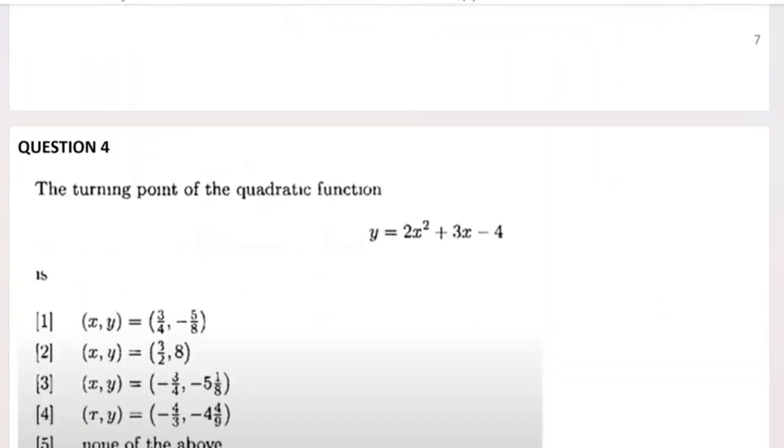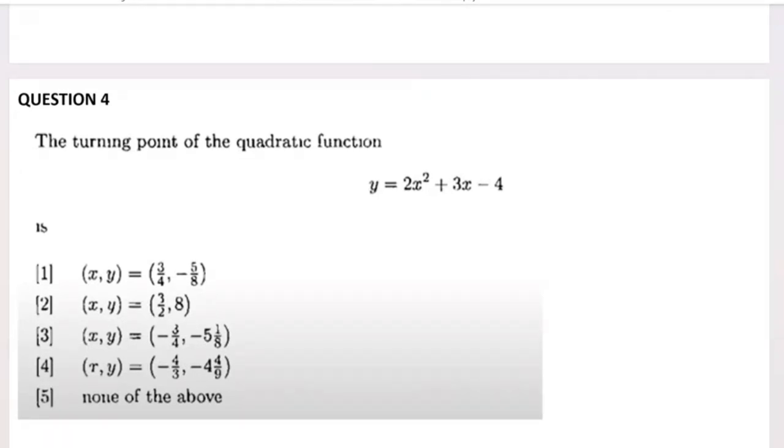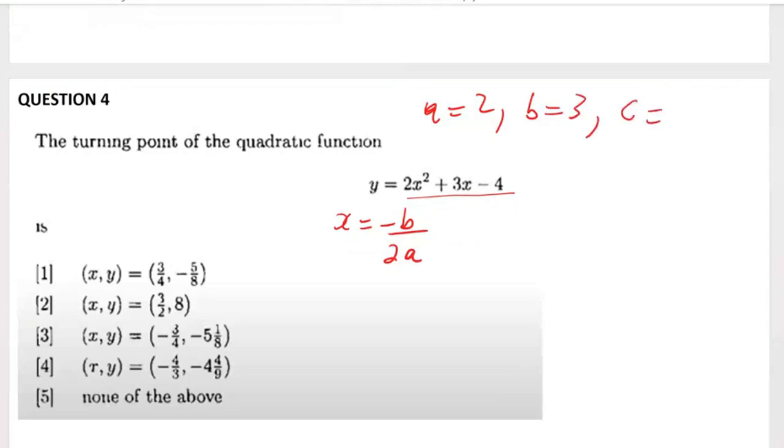Okay, here's another one. We need to find the turning point here. Remember, for us to find a turning point, we first look for the axis of symmetry, and for the axis of symmetry you've got x is equal to minus b over 2a. You know that your a is equal to 2, your b is equal to 3, your c is equal to -4. So you can just substitute here. Your x is -3 over 2 multiplied by 2, which is going to be equal to -3 over 4.